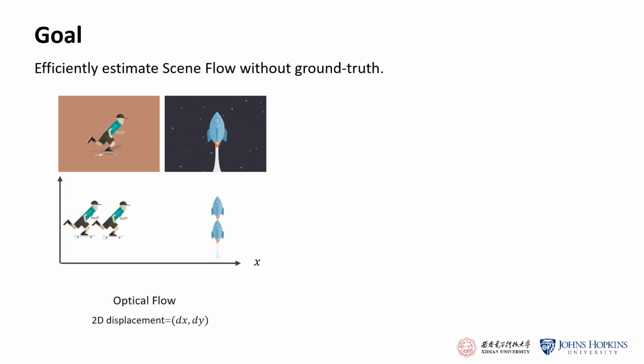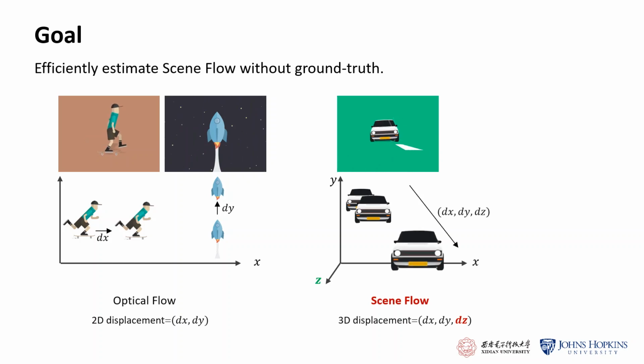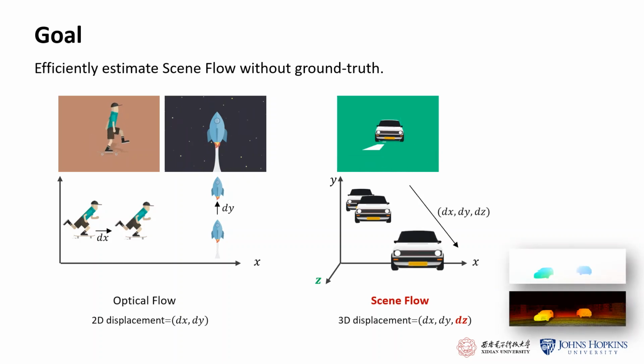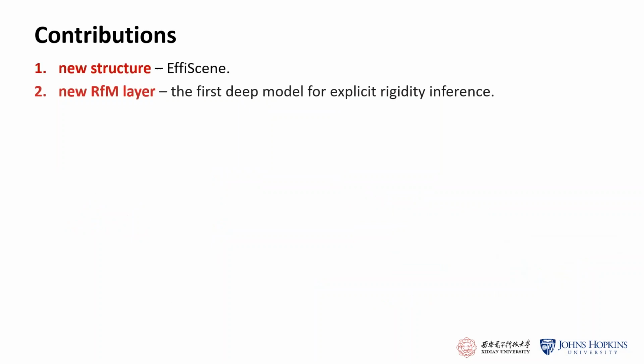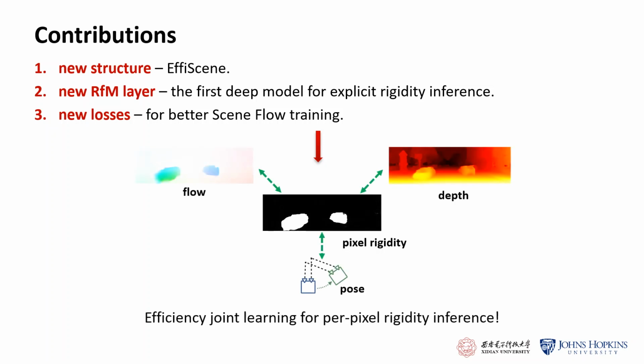Different from 2D optical flow, scene flow describes the 3D motion of a dynamic scene by optical flow and the depth change, providing more essential geometric clues for many vision applications. To achieve this goal, we introduce a new scene flow structure named EffiScene and a novel rigidity from motion layer. Besides, two new losses are also designed for easy training. All these demonstrate that per pixel rigidity can be efficiently predicted by joint learning from different tasks.